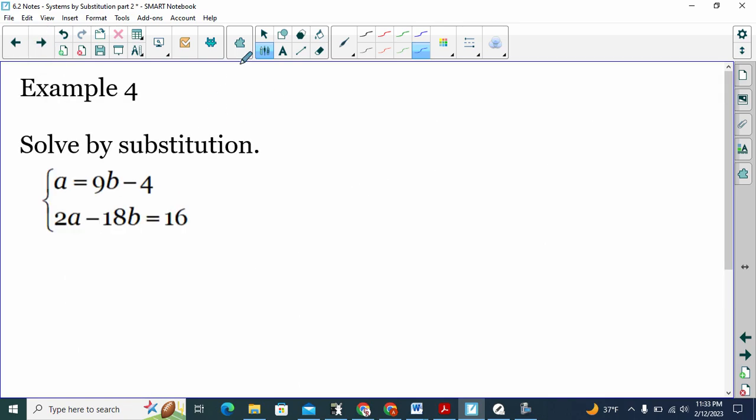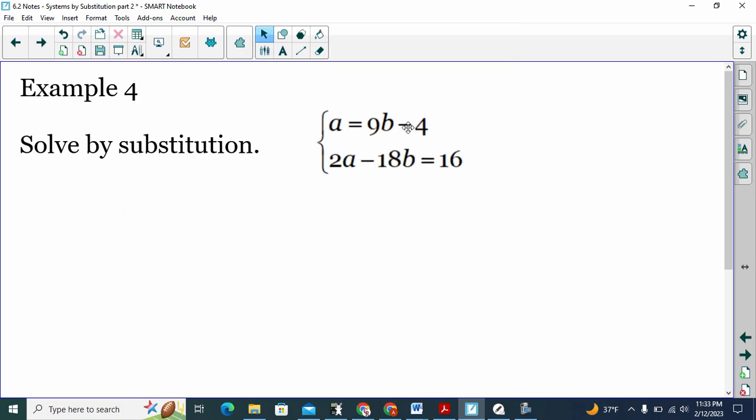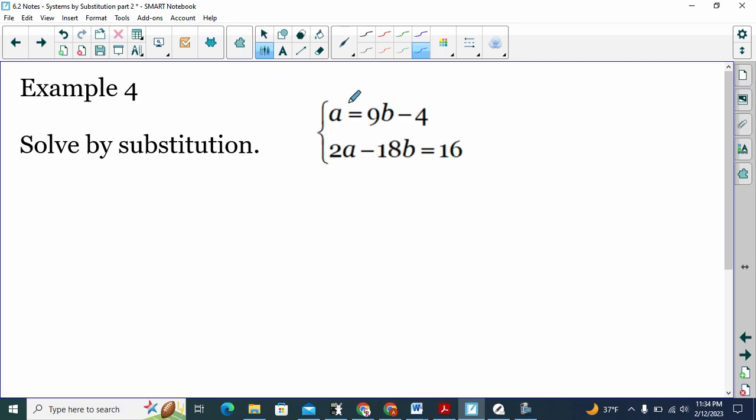Example 4, we've got a equals 9b minus 4, and 2a minus 18b equals 16. Start by substituting. A equals, so I know a and 9b minus 4 are the same thing. So I can replace a with 9b minus 4.